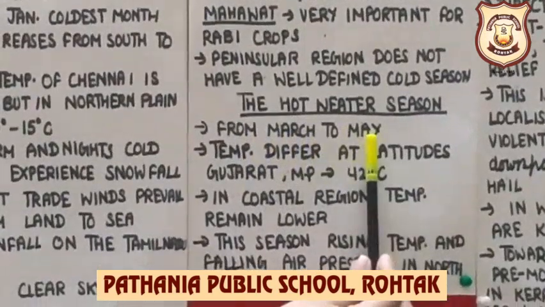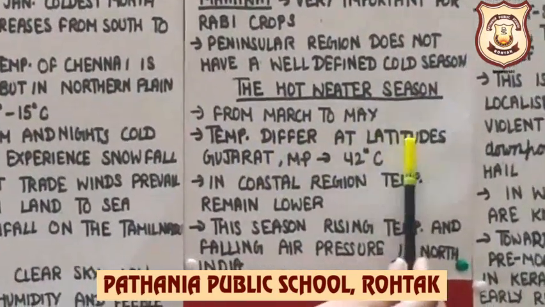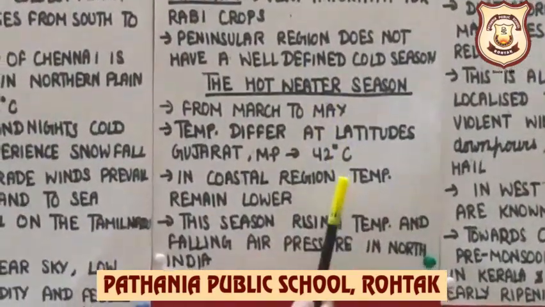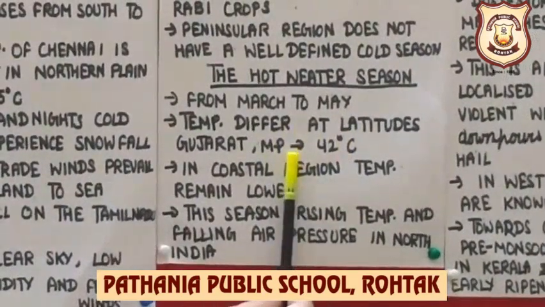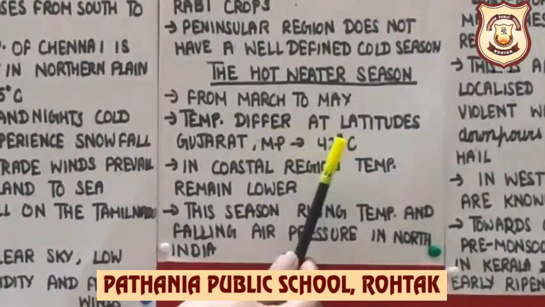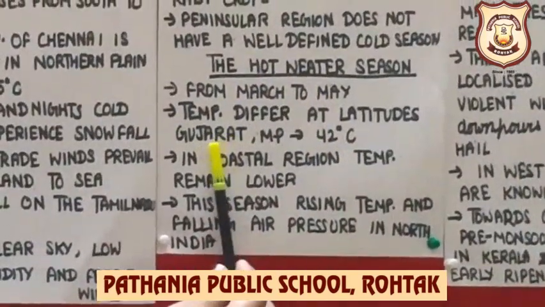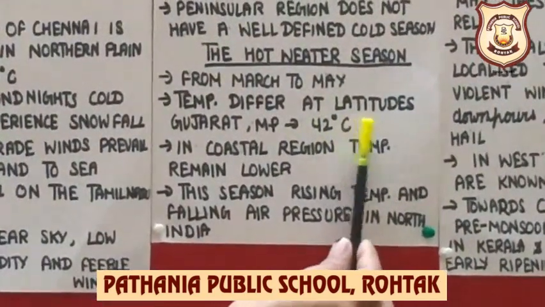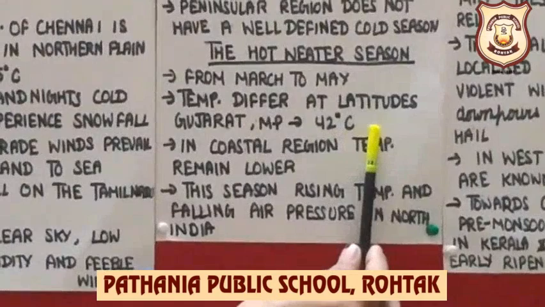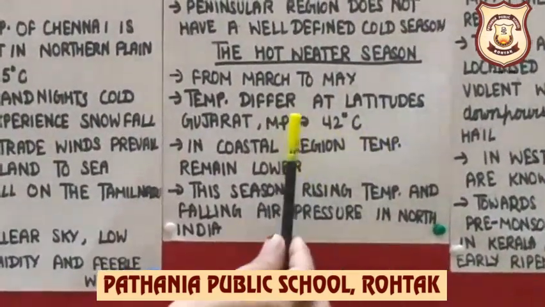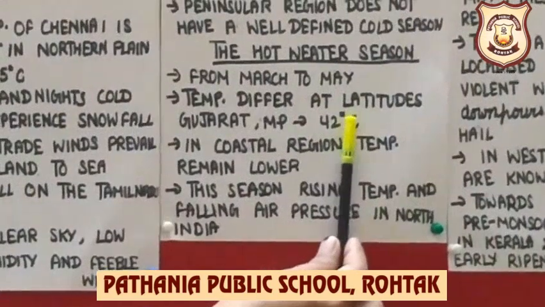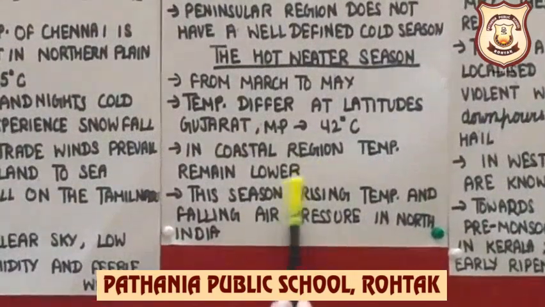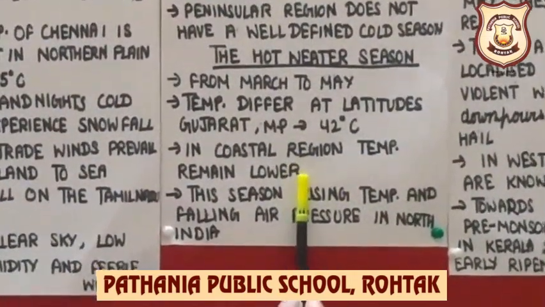It is from March to May and the temperature differs at different latitudes. The same thing, whatever latitude is nearer to the equator, there will be high temperature. As we go far away, there will be less temperature. So for example, Gujarat and MP, Madhya Pradesh, in the month of May experience 42 degrees Celsius temperature, but Jammu and Kashmir hardly 15 degrees. So this way temperature can differ in the hot weather season also. In coastal regions, temperature remains lower as these regions experience a moderate type of temperature.